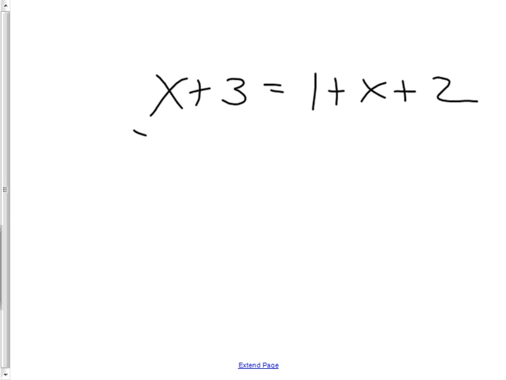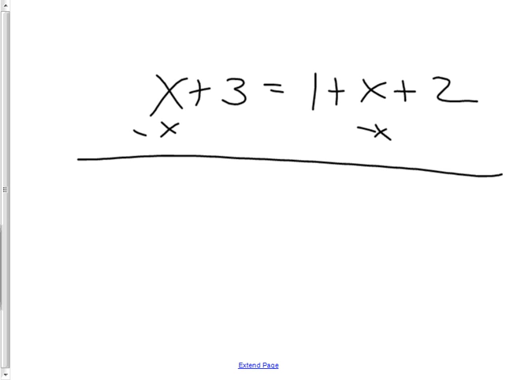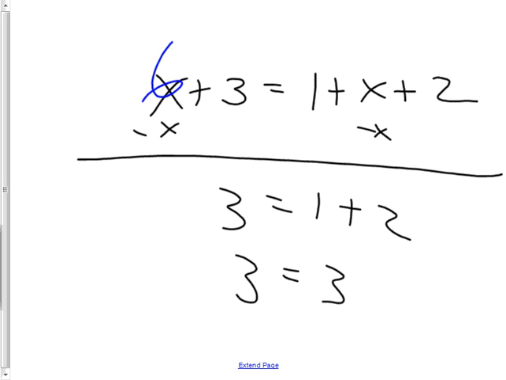Okay, if I subtract x from both sides, not knowing that, I draw the thing like this, I get 3 equals 1 plus 2. If you get a true statement when you subtract the variable, you have not figured out the answer. You figured out that there are infinite answers. Instead of no solutions, you figured out that all real numbers work. So like if I put in 6, is this thing true? 6 plus 3 is equal to 1 plus 6 plus 2. Yeah, it works. And you find that everything works.